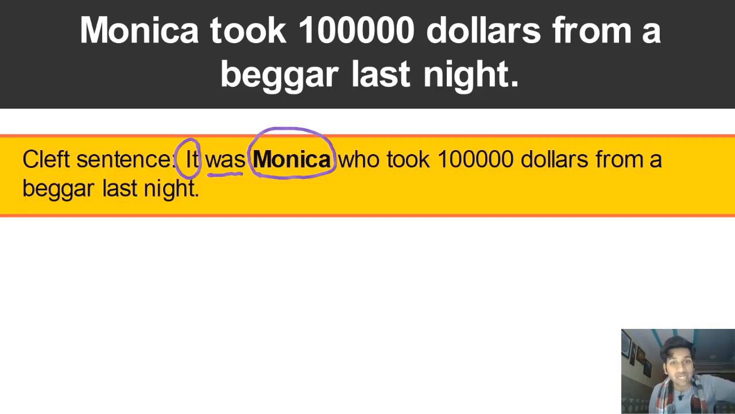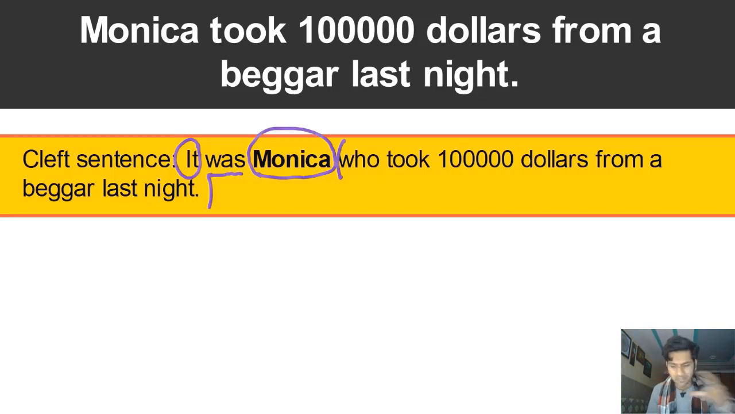It was Monica, and after that we have the part that is already known to us, that is already understood to us, that somebody took $1 lakh from a beggar last night. This is the same information. This is information that we already know. What we added is this subject Monica, this person that we want to focus on. I want you to focus on this particular piece of information, which is Monica. Hey, it was Monica who took $1 lakh from the beggar last night.